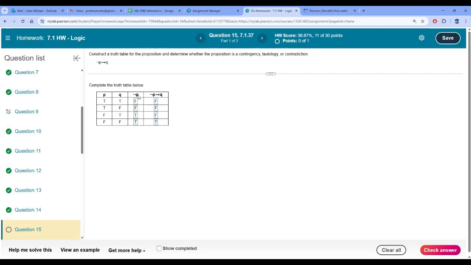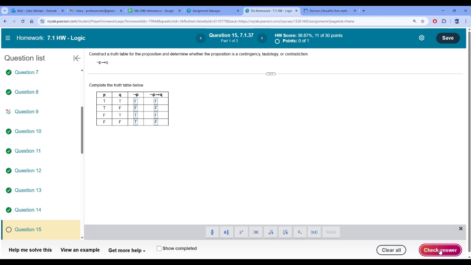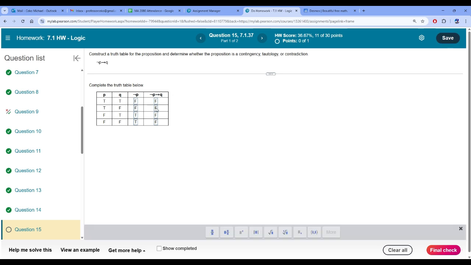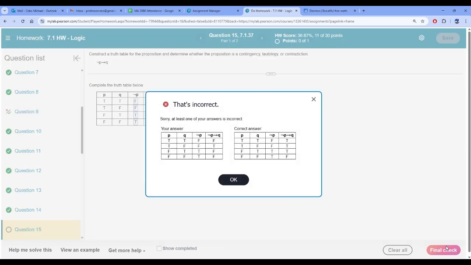No, let's double check. Not P. Maybe these are all false. If it's true, then it's true, right? So if it's not true, then it's false. If it's false, maybe this one should be true. This one, false. If it's true, that implies false, and if it's true, I'm not 100% sure here. So let me see.